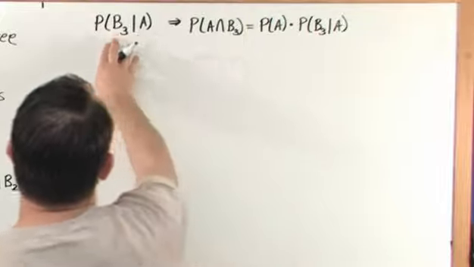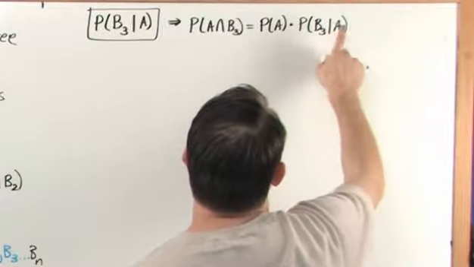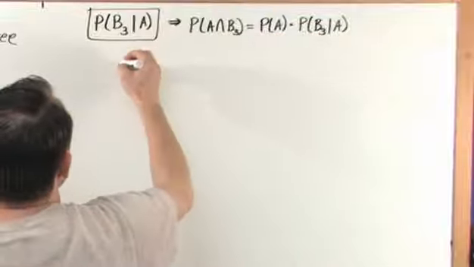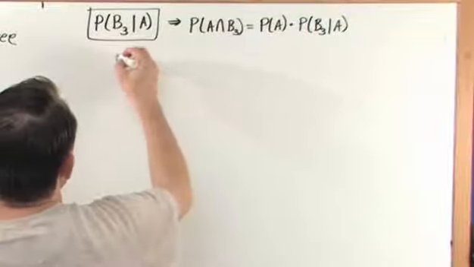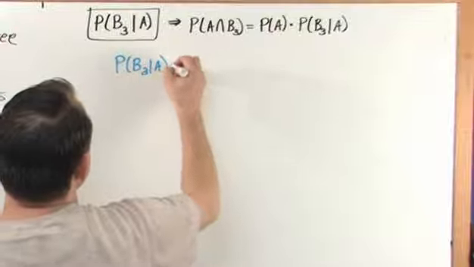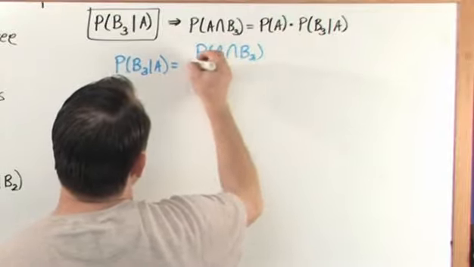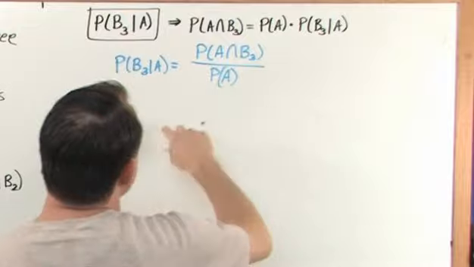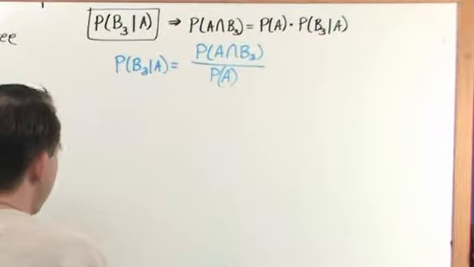Now, notice this is what we want to find. This is the end game, and this relation has that in it. So let's solve this little equation for that. We're going to switch colors. Probability of B3 given that A has occurred is equal to the probability of A intersected with B3 over the probability of A. All I have done is nothing more than algebra 1. You take this, you divide, and you've solved for that. That's all that's happened here.